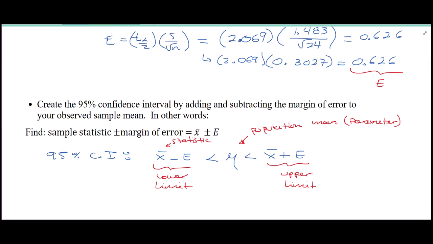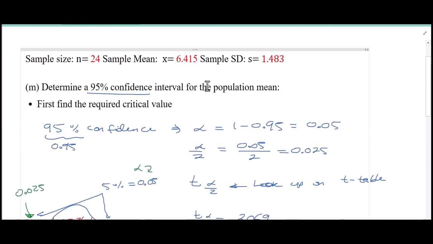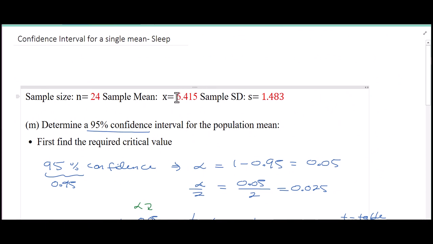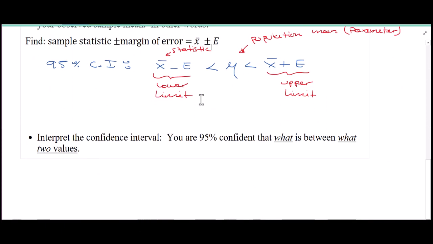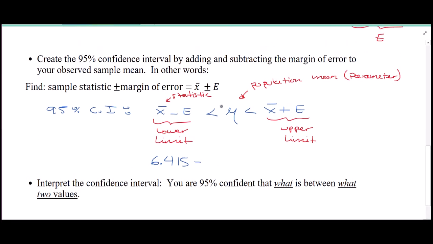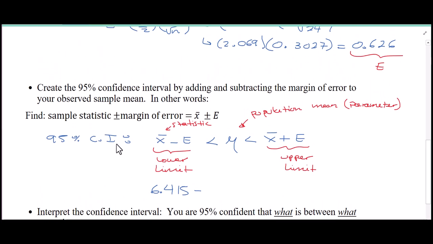Now, what was our mean? I wrote it up here so I would remember: 6.415. That's our x bar. So 6.415 minus the margin of error, 0.626, is less than the population mean, and the population mean is less than our sample mean, 6.415, plus the margin of error, 0.626.